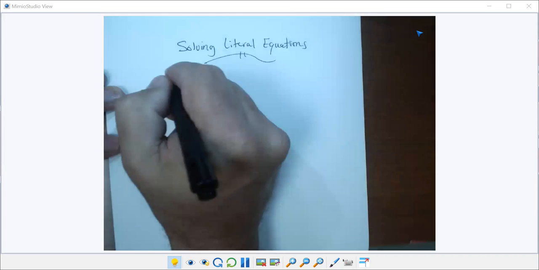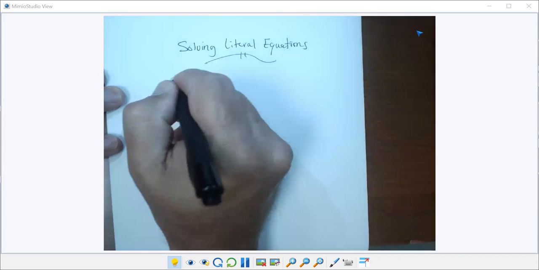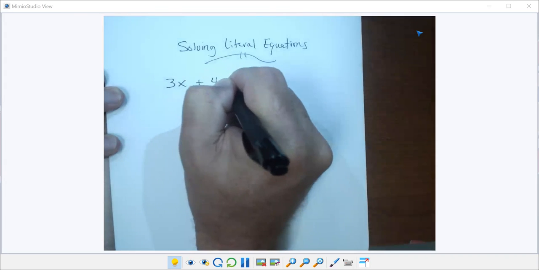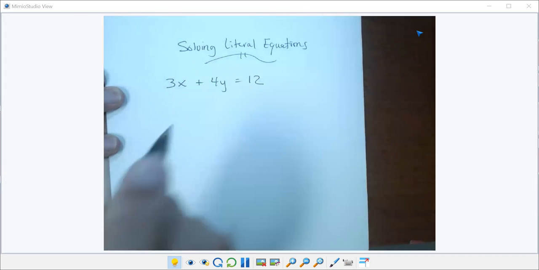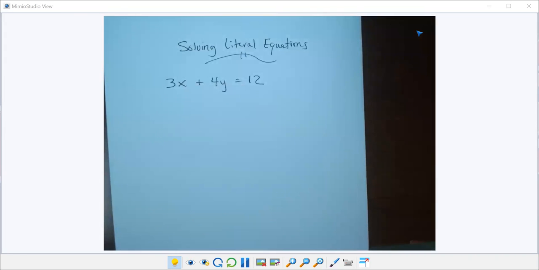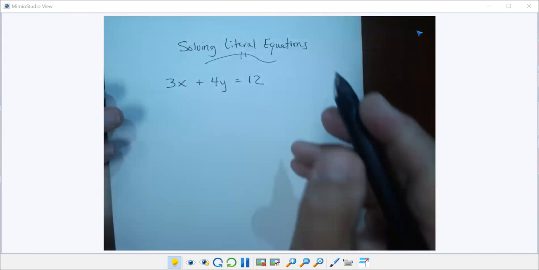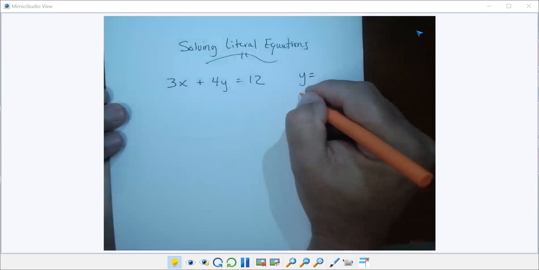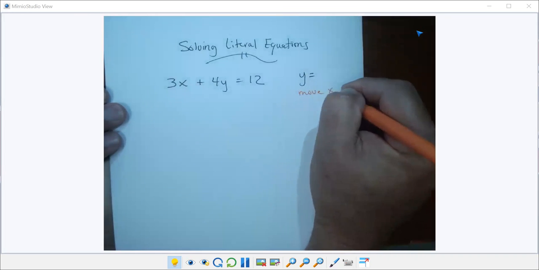Okay, so we have a problem here. I'm just going to do a couple of them when they're in standard form. So let's take a problem very similar to this. All right, and so what I'm going to do is solve for y. So we want y by itself. The first thing we want to do is move the x.